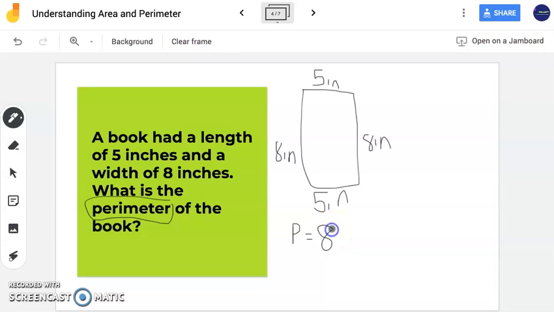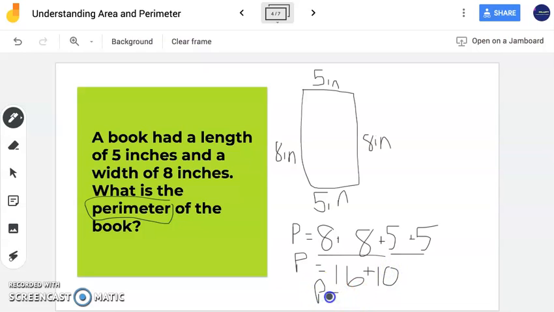So I have my two lengths, 8 plus 8, and then I have my two widths, 5 plus 5. So now I'm going to take it step by step. I like to add my lengths first, which is 16, and I also have my two widths, which is 10. 5 plus 5 gives me 10. And now my total perimeter of this book, 16 plus 10, is 26 inches.